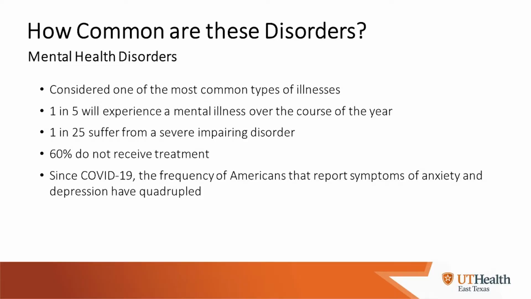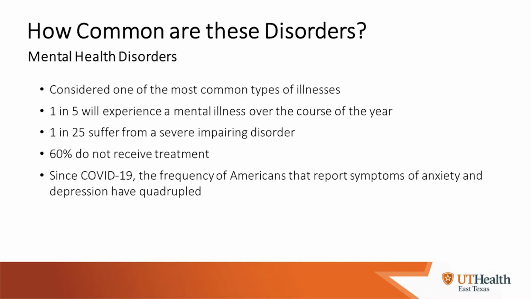Many people think that mental health and substance use disorders are not very common. Mental health disorders are actually considered some of the most common types of illnesses. Each year, about 1 in 5 will experience a mental health condition over the course of that year. About 1 in 25 persons actually suffers from a serious mental health problem such as schizophrenia or bipolar disorder. Sadly, about 60% of patients do not receive treatment, and only about 40% do receive treatment. So again, that's over half that do not receive treatment, unfortunately.